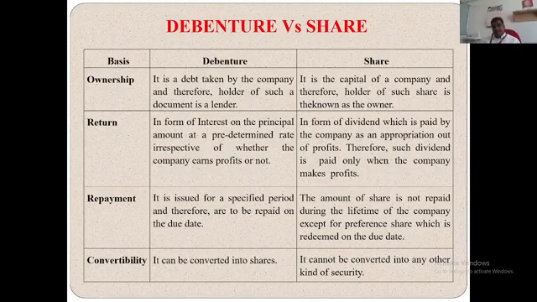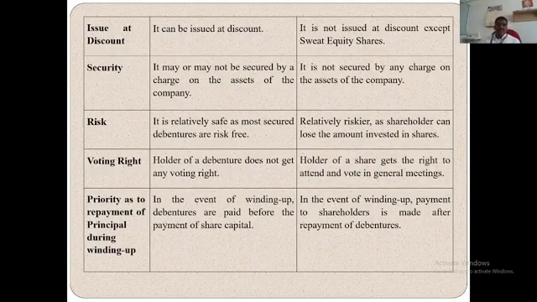The amount of shares is not repaid during the lifetime of the company, except for preference shares, which are redeemed on the due date. Convertibility: a debenture can be converted into shares. Shares cannot be converted into other kinds of securities. Next, issued at discount: a debenture can be issued at discount. Shares are not issued at discount, except equity shares.